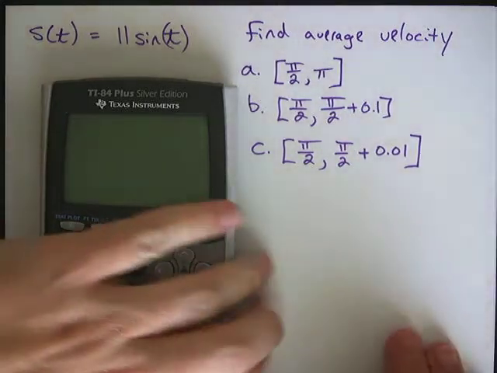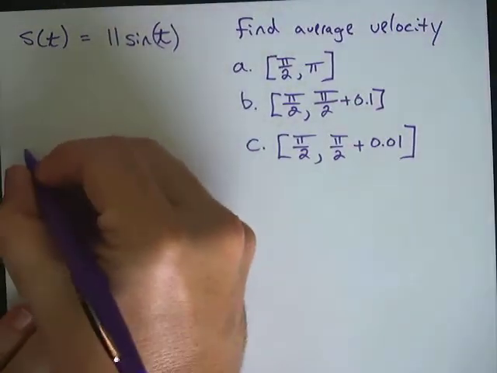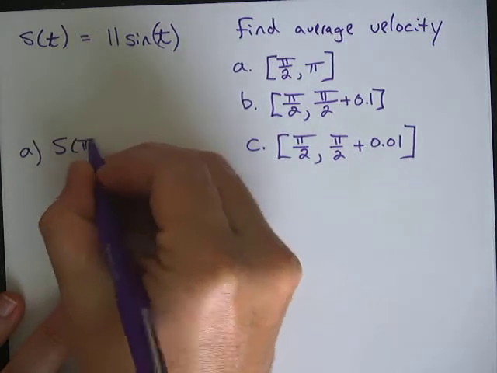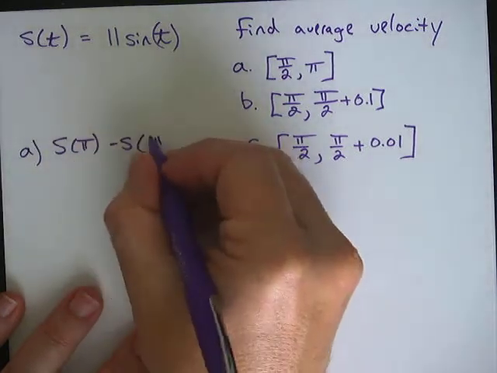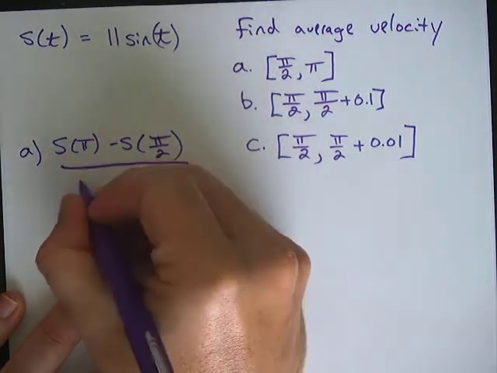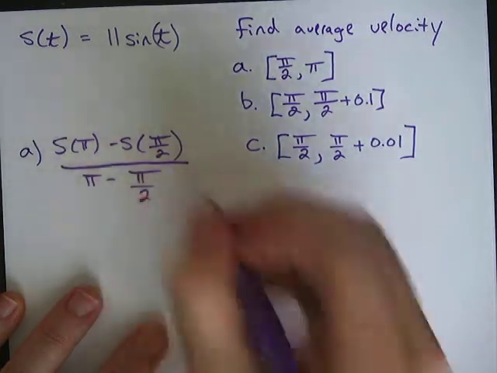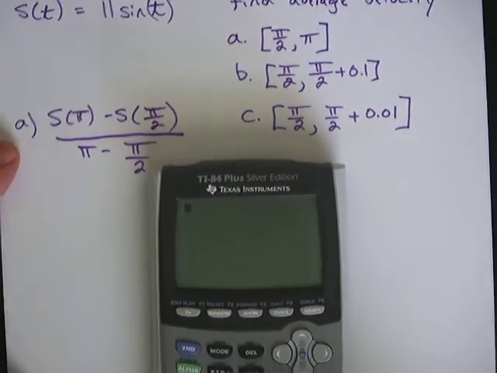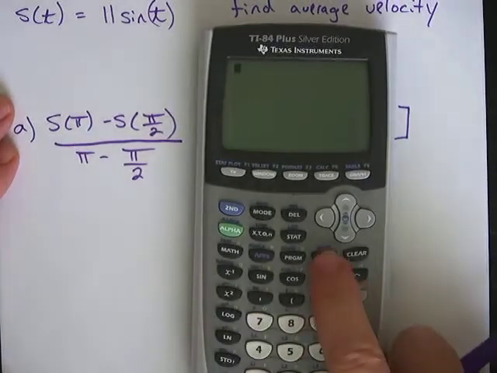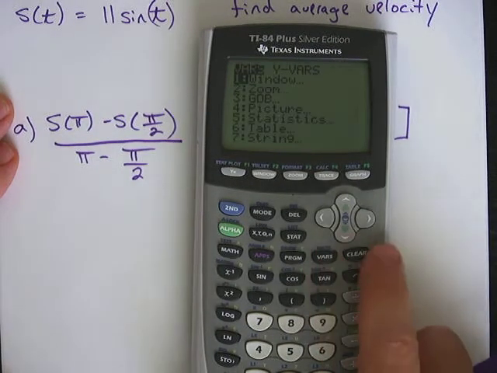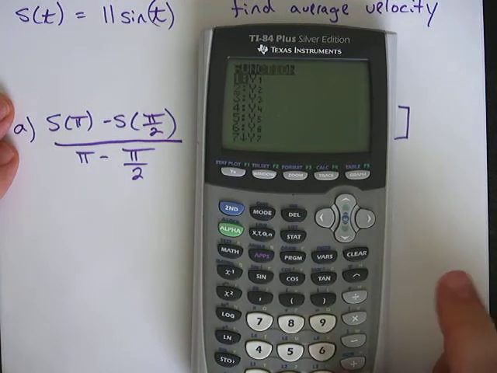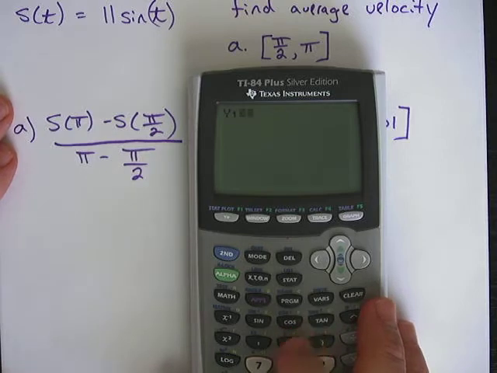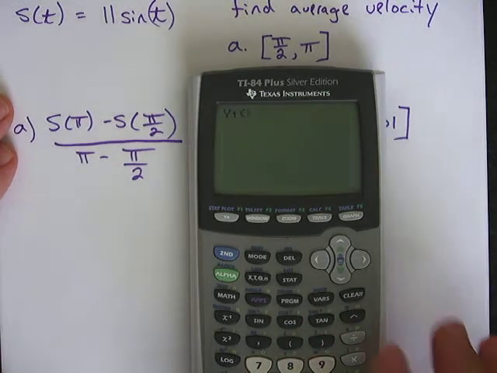To do this, let me write this down for A. It would be s of pi minus s of pi over 2 divided by pi minus pi over 2. Now, to use the calculator to do that, we're going to hit the vars button. The vars button's right here. So hit that vars button, go over to y vars and hit enter on y1. That's going to allow us to plug in a value into the function that we typed in y equals. So what value do we want? Well, we want pi.